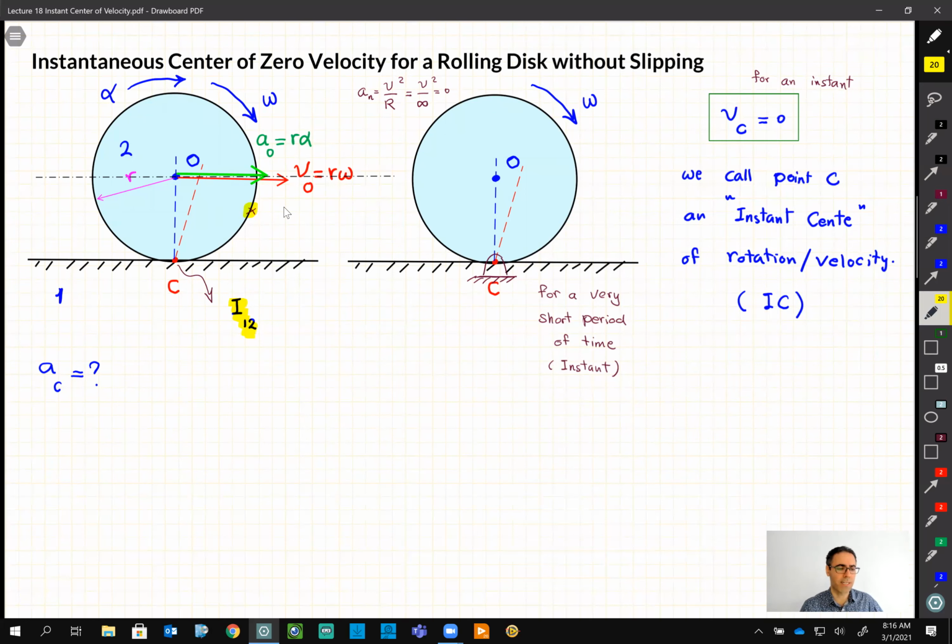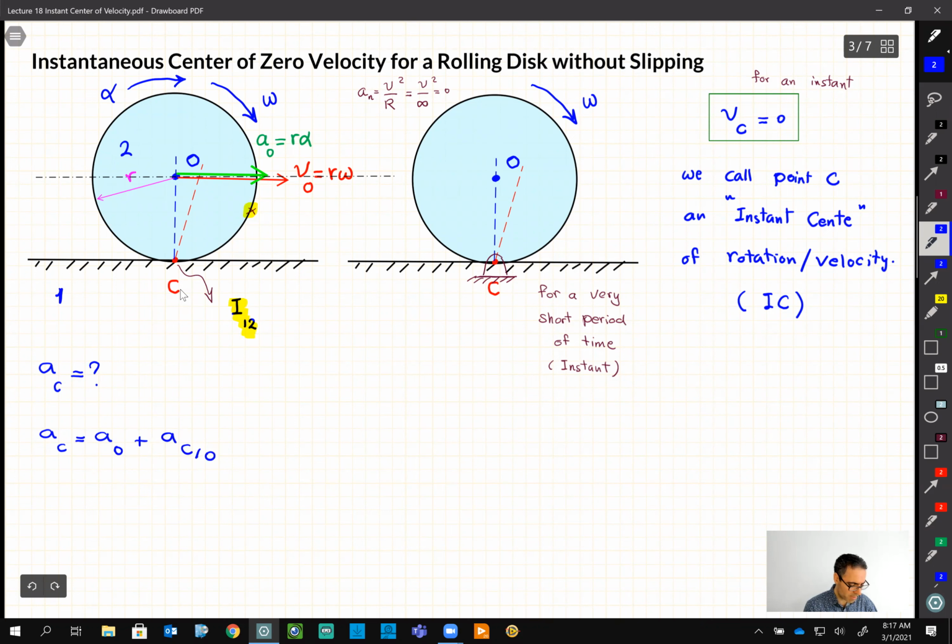And it should have an acceleration. Let's calculate that acceleration. So we learned before, if we know the information for point O, and we are interested in knowing about the information for point C, we can then write down that the acceleration of point C is equal to the acceleration of point O plus the acceleration of C with respect to point O. And keeping in mind that these are all vectors, right? So this is a vector, this is a vector, and this is a vector.